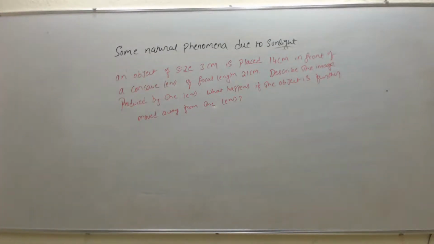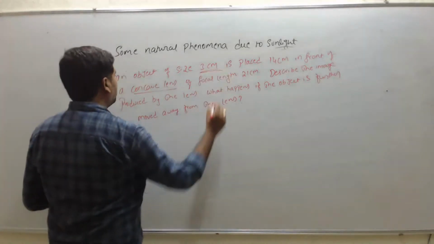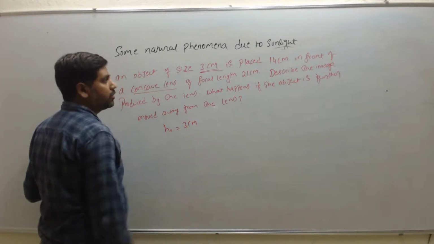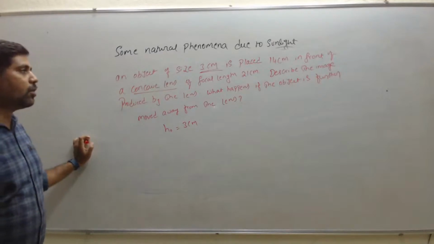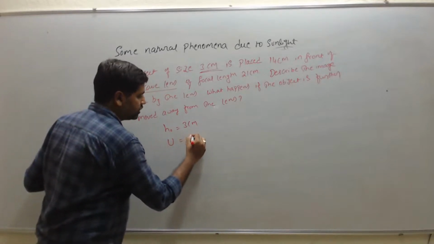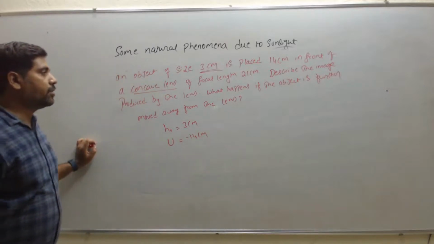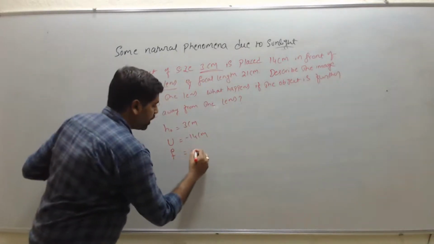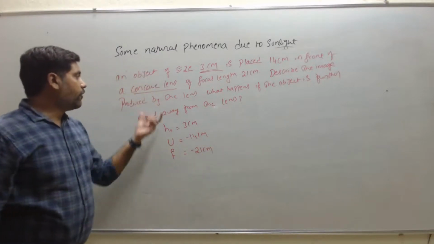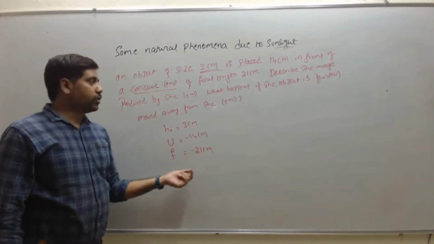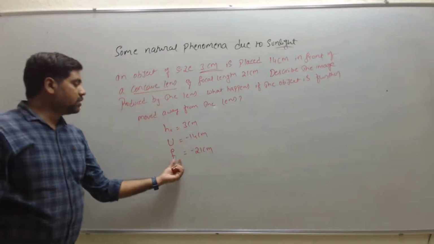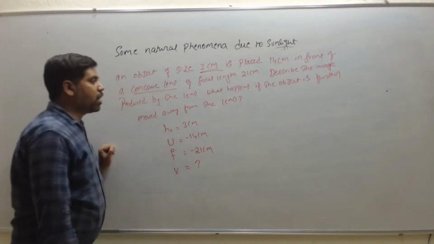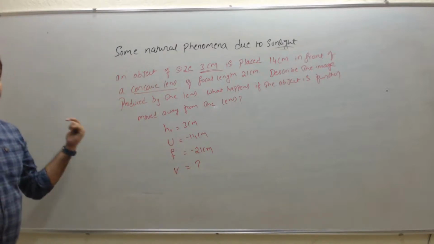In this question we have considered the concave lens, and the object size is given, that is h_o equals 3 centimeter, and it is placed 14 centimeter in front of the concave lens. So the object distance is u equals minus 14 centimeter, and they also gave the focal length of the concave lens, which is minus 21 centimeter. If it is convex, then its focal length becomes positive. Here they mention the concave lens, hence the focal length is taken as negative. Next we have to find the image distance v, and what happens if the object is further moved away from the lens.